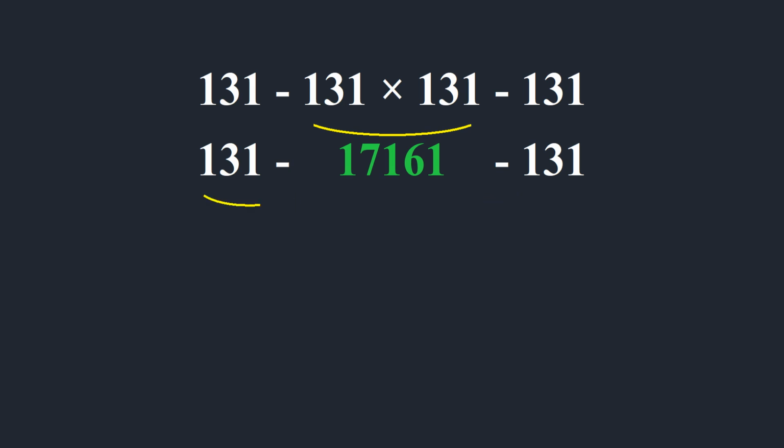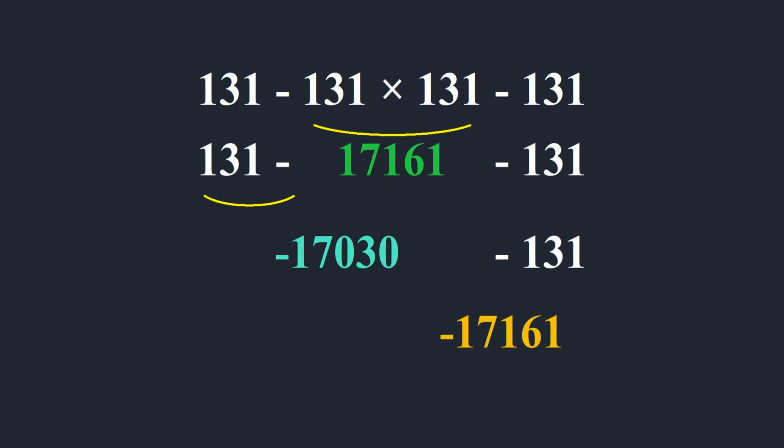So 131 minus 17,161 equals, so we have minus 131, which equals minus 17,161, and this is our final answer for this problem.